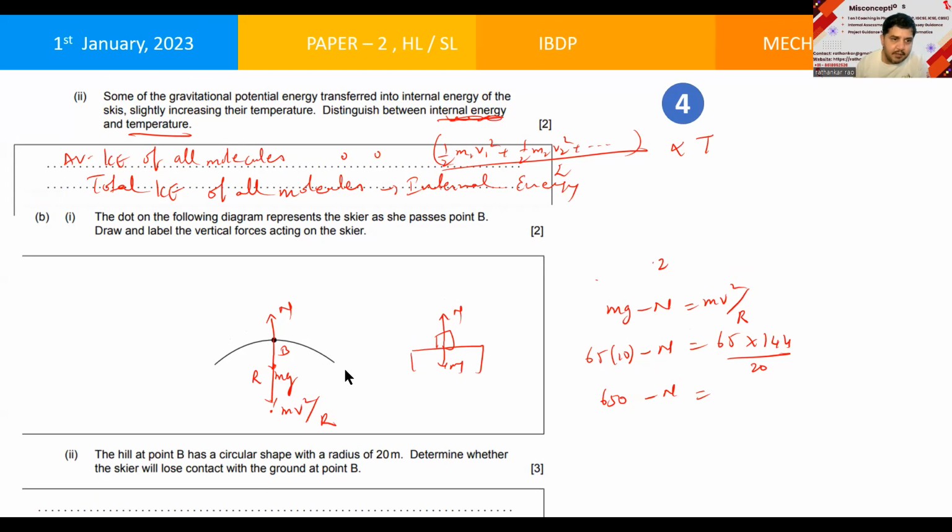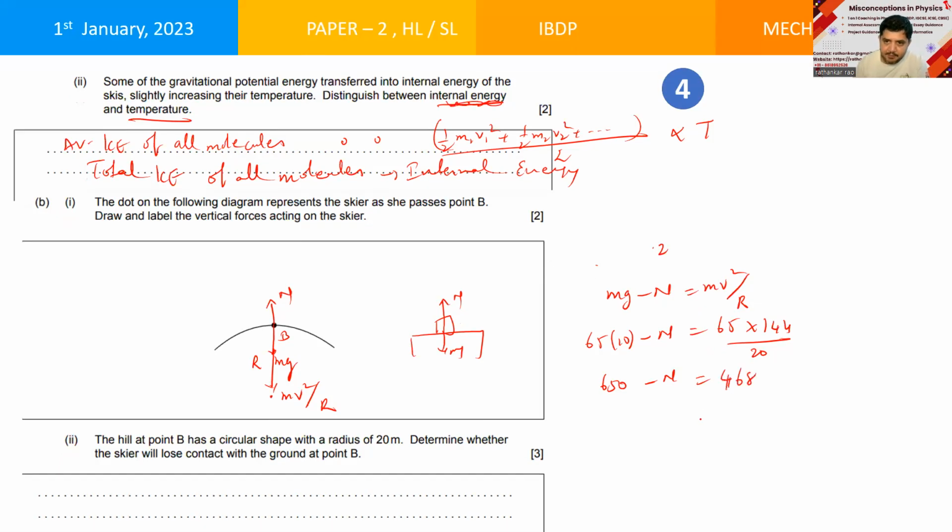65 into 144 divided by 20 is 468. So you get the answer here as 468, and then you have n should be equal to 650 minus 468, which is greater than 0. I am not interested in finding out what's the value of n, but anyway, it's for 3 marks. So I can find it out.